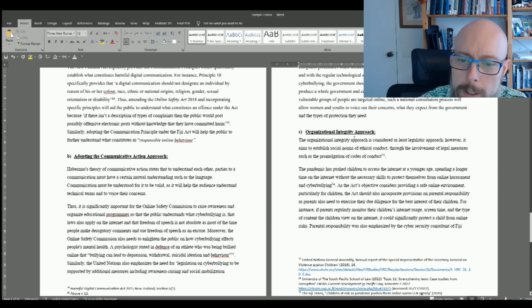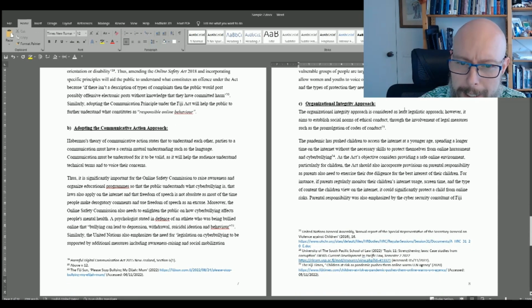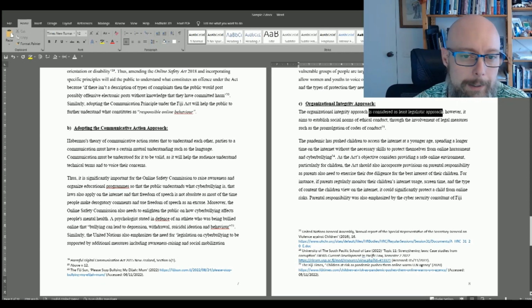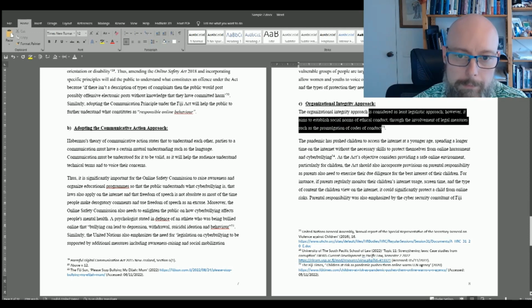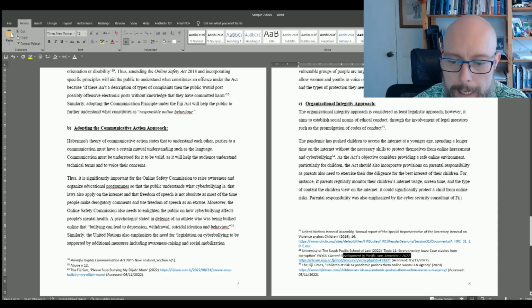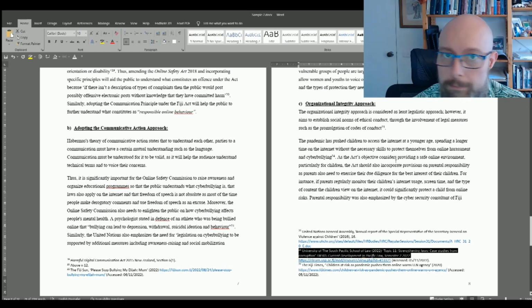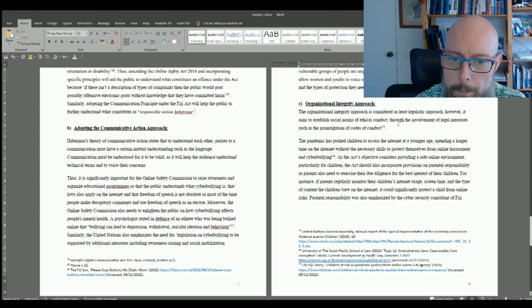And then they've talked about this organizational integrity approach. Again, that's not useful text. It adds nothing to the argument. However, it aims to establish social norms of conduct through promulgating codes of conduct. Okay, that's nice. This is not a valid source. You can't cite lecture material. That's not a reference. You can't use that. But good that it's there.